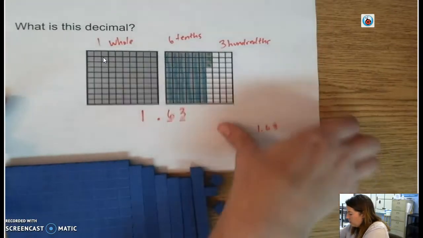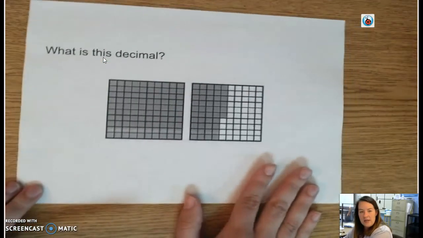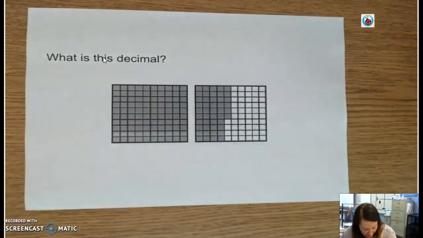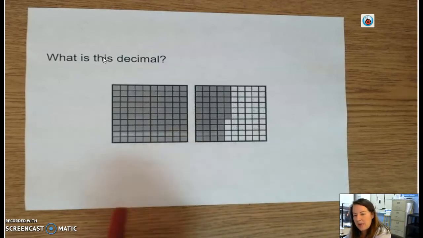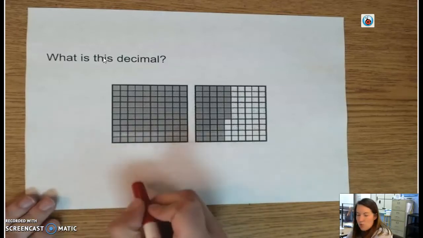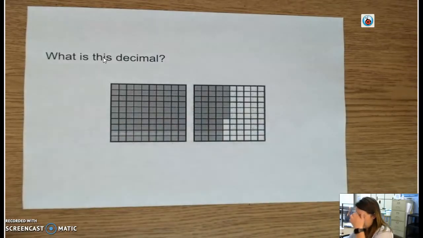Let's try another one using just the visual of a picture. Take a look at this one. I want you to try to guess what number this is. So go ahead and count. How many wholes do we have? How many tenths do we have? And how many hundredths do we have? I want you to write down on your whiteboard or sheet of paper a guess as to which number you think this is, and then we're about to check it.